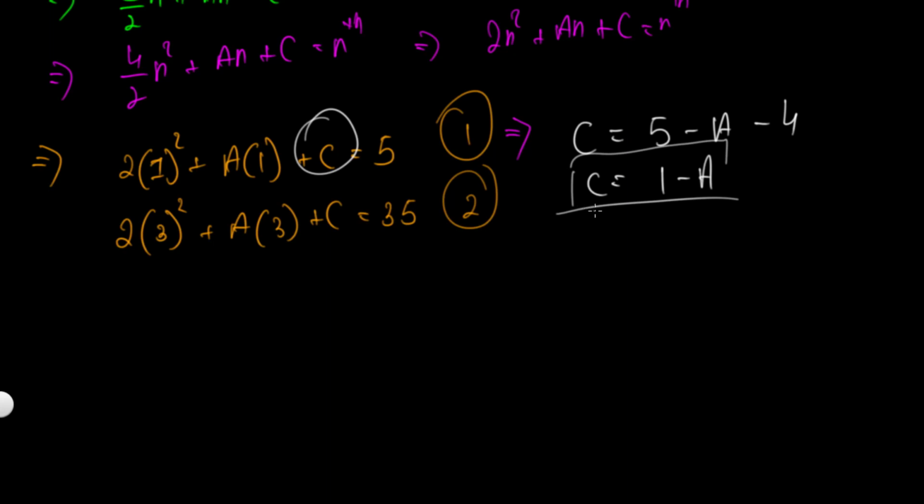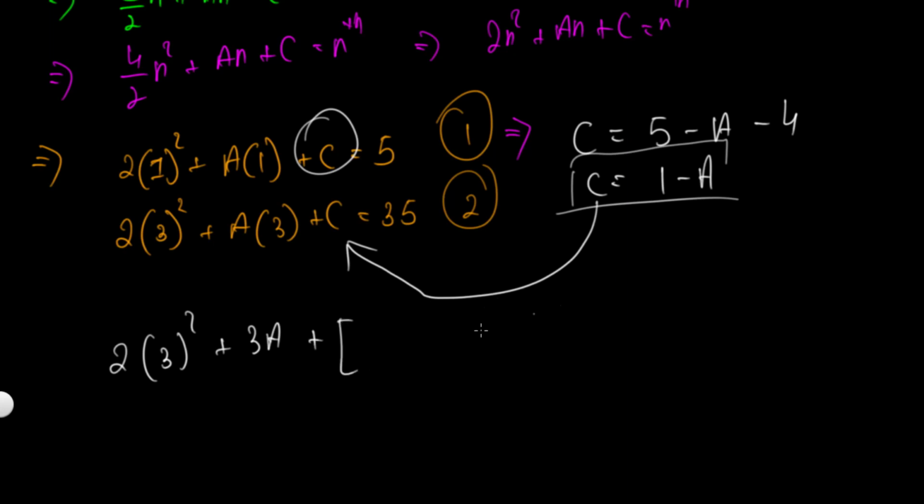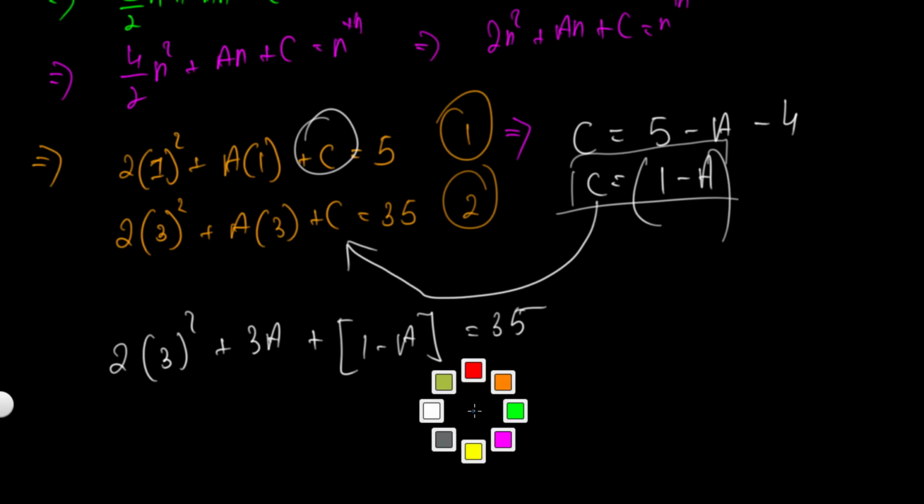And then we take our subject and we insert it into the second equation. That would give me 2 times 3 squared plus 3b. Instead of writing c, I will write 1 minus b. We are replacing the value for c with 1 minus b from the first equation, is equal to 35. You have one equation and you have one variable. Should be easy to solve.